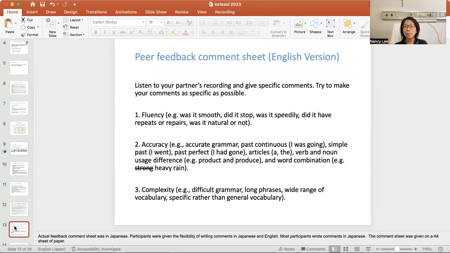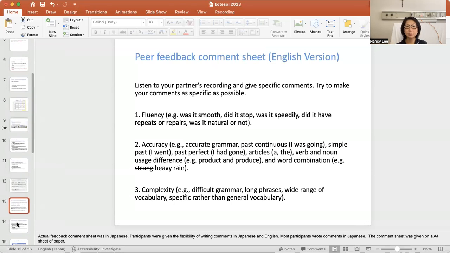The comment sheet has 3 sections. I asked students to comment on fluency: was it smooth? Did it stop? Was it speedy? Did it sound natural? I also asked them to comment on accuracy: how was the grammar? How was past continuous, past perfect, articles? And complexity: whether or not difficult grammar was used, long phrases, a wide range of vocabulary, etc.